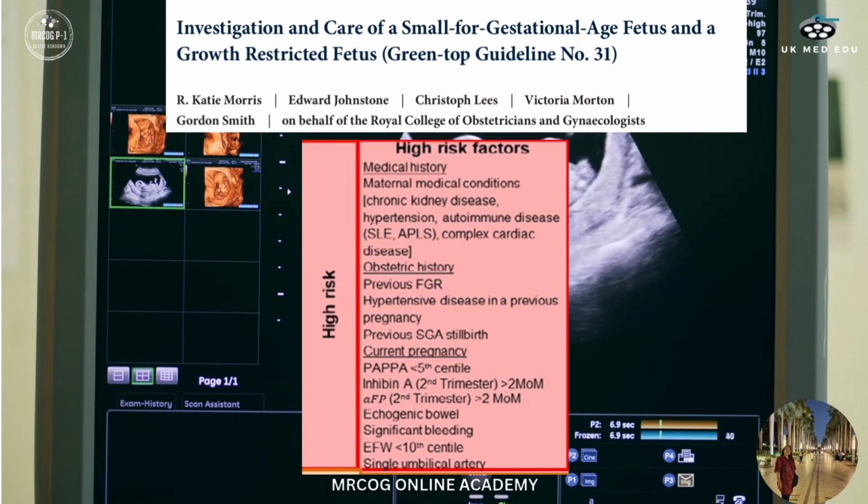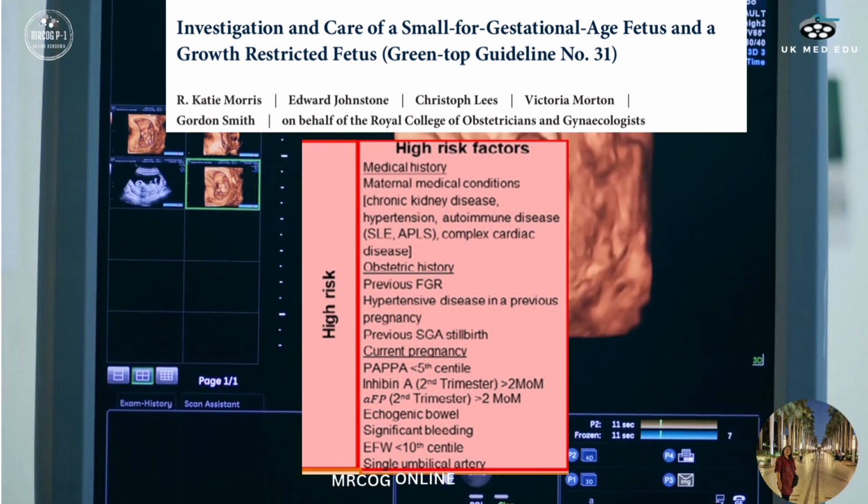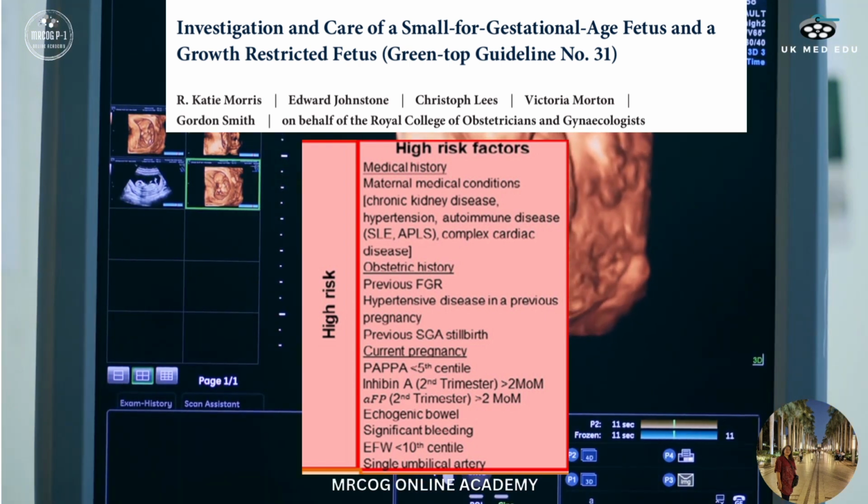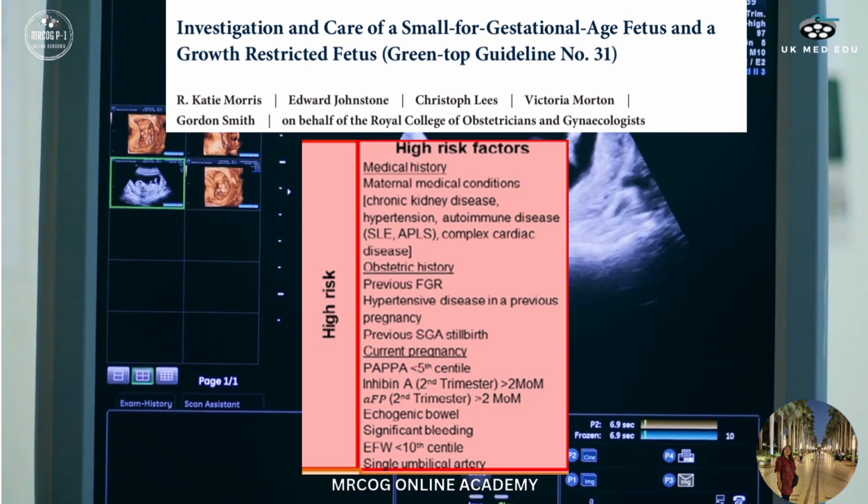In current pregnancy factors, there is pregnancy-associated plasma protein A less than 5th centile, inhibin A more than 2 multiples of median, echogenic bowel, significant bleeding, estimated fetal weight less than 10th centile, and single umbilical artery.